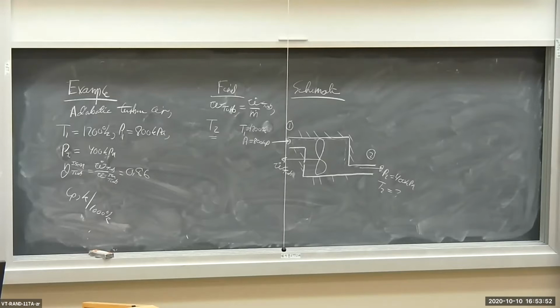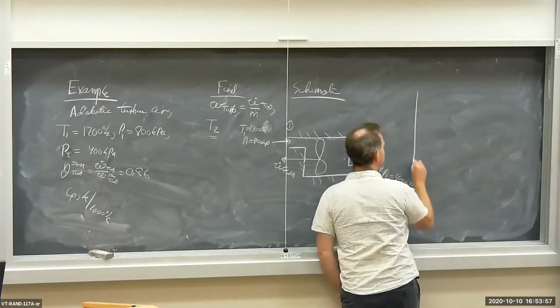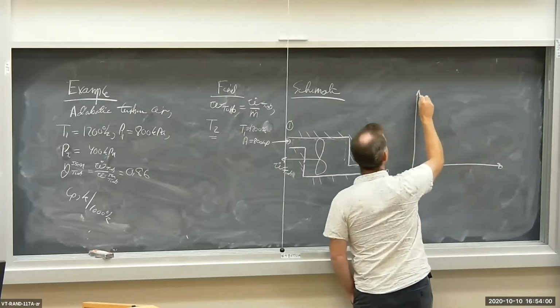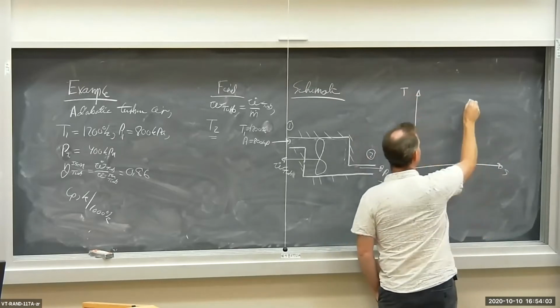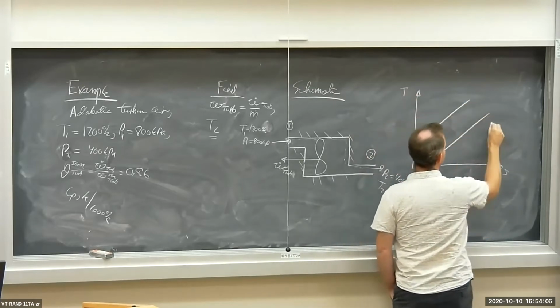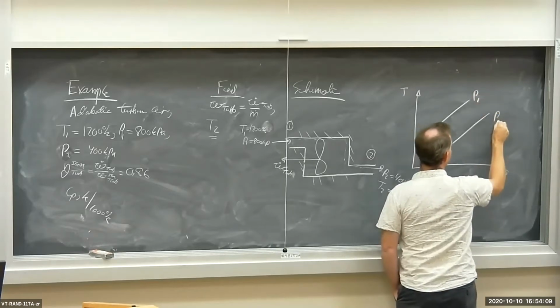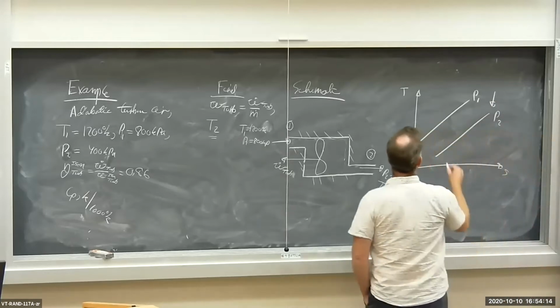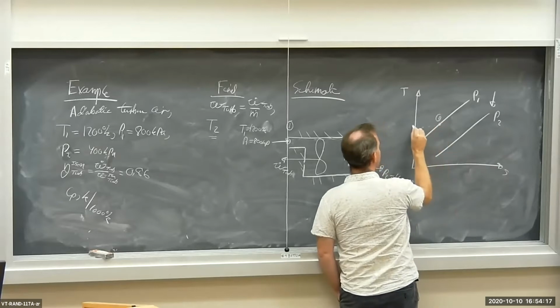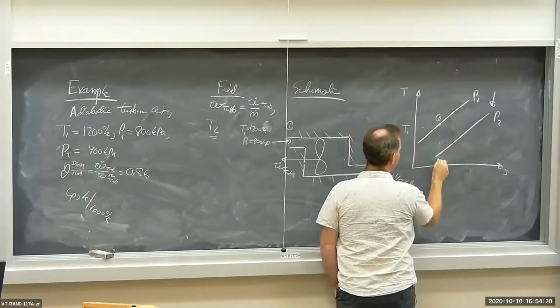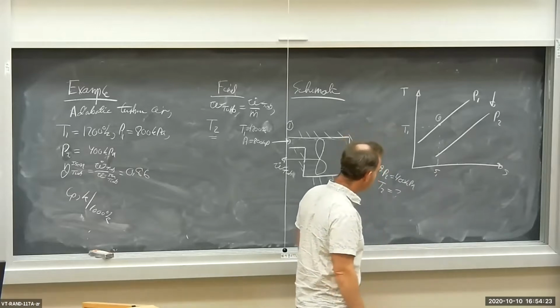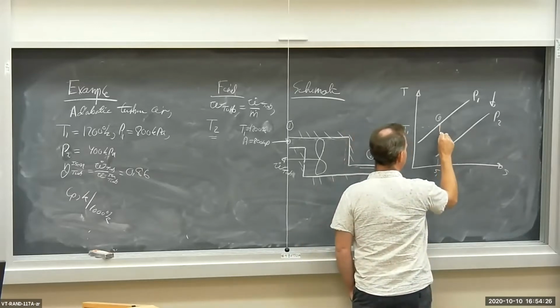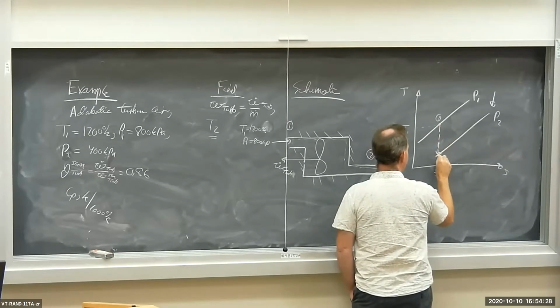Okay. Let me put up a TS diagram so we can keep track of what we're doing here. Let's put in our two isobars. So we have our P1 and our P2 isobar. So pressure is falling. Here's state 1. So I start off at a temperature T1 with a corresponding S1. The isentropic turbine moves vertically downwards to a state 2 sub S.